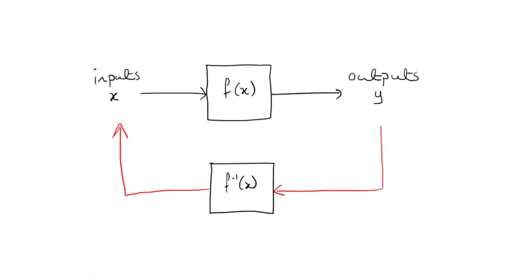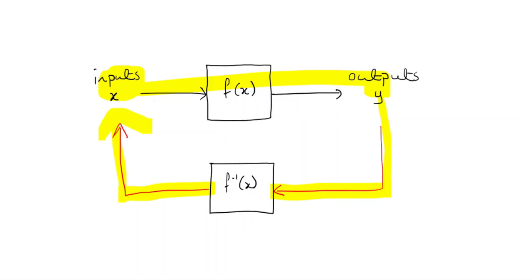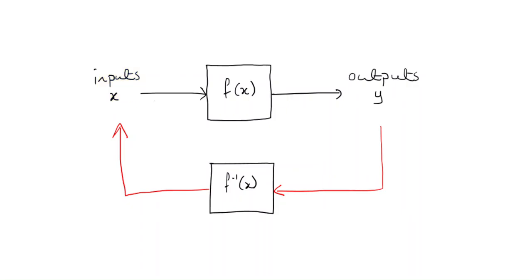Okay, so let's review what an inverse function is. An inverse function takes the outputs of an original function, f of x, as inputs, and it returns back as outputs the inputs of the original function. So if you imagine you've got a function f of x that takes inputs and gives you outputs y, what does the inverse function do? It takes those outputs as inputs and returns back as outputs the original inputs to your function. So that is what an inverse function does. It takes you back to your inputs from your outputs.